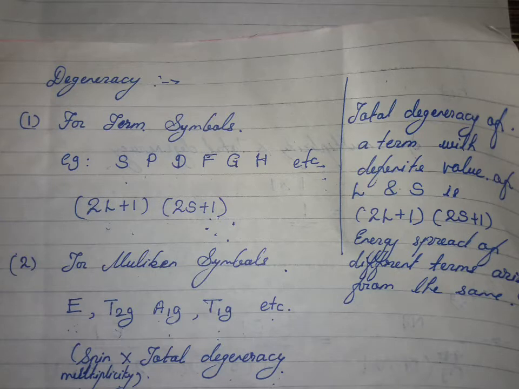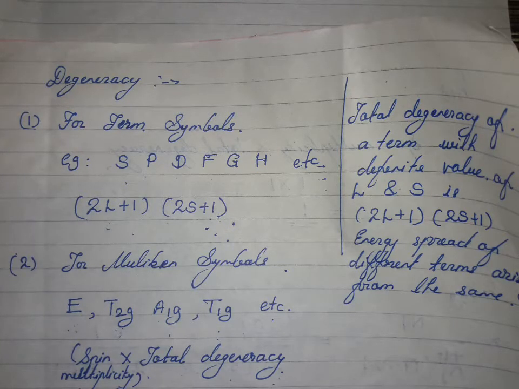Our today's topic is degeneracy, so degeneracy in atomic structure. What exactly is the meaning of degeneracy? Degenerate is used in quantum mechanics, and its meaning is equal energy. The number of different states of equal energy is called the degree of degeneracy, or just degeneracy. For example, the degeneracy of a p orbital is 3. So degeneracy means having equal energy.